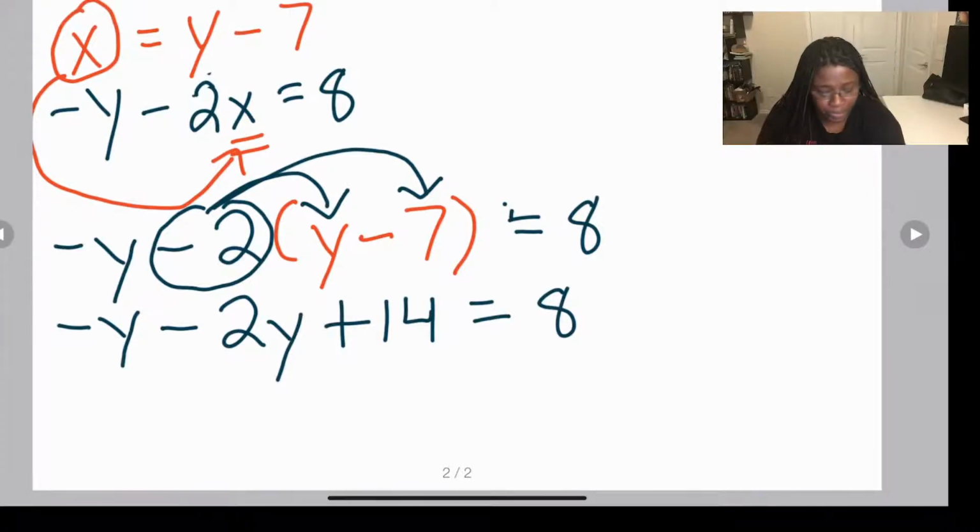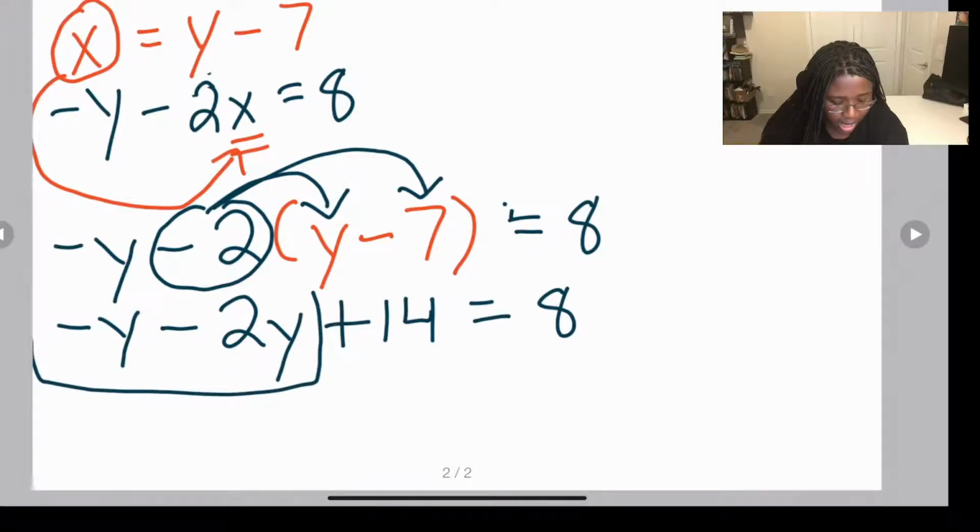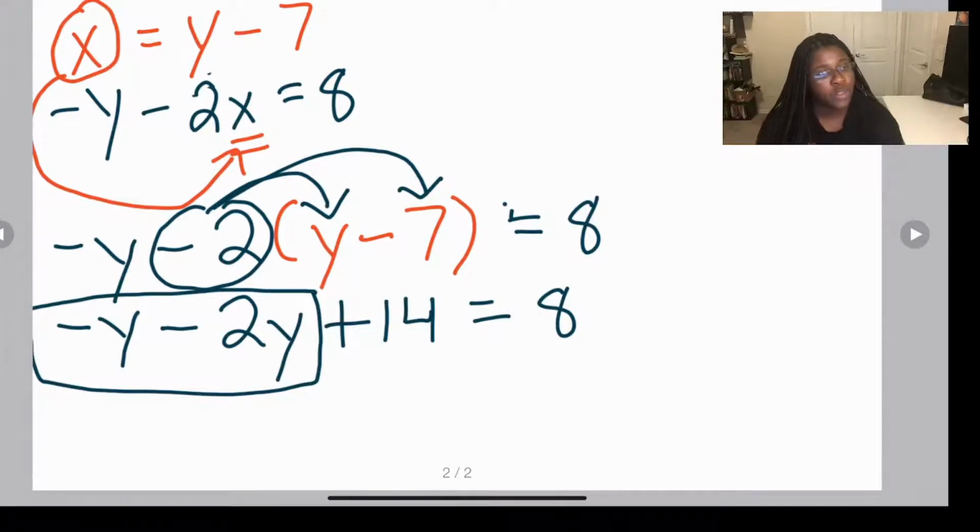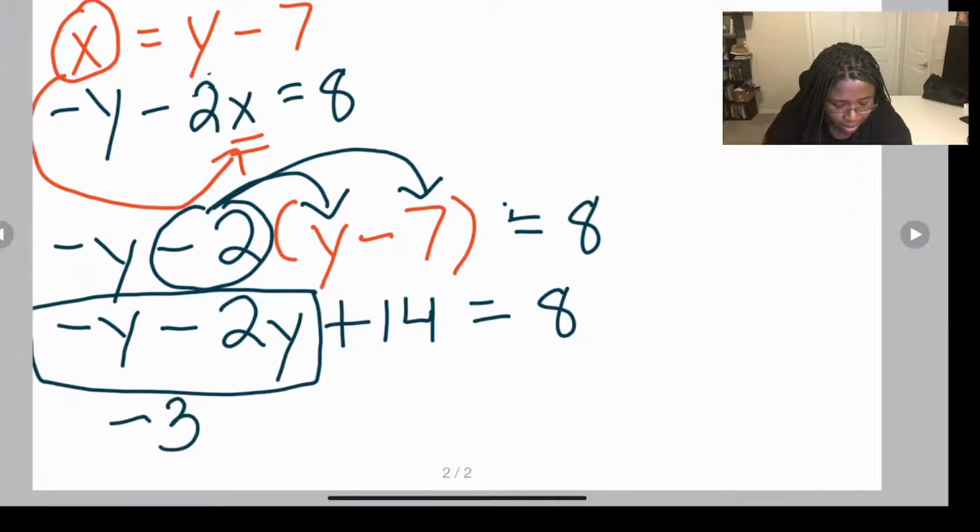So now I'm going to combine like terms. So I have negative y and negative 2y. Those look the same. And that is going to be negative y minus 2y, which is just negative y plus negative 2y, which is just negative 3y. We still have our plus 14, and it still equals 8.